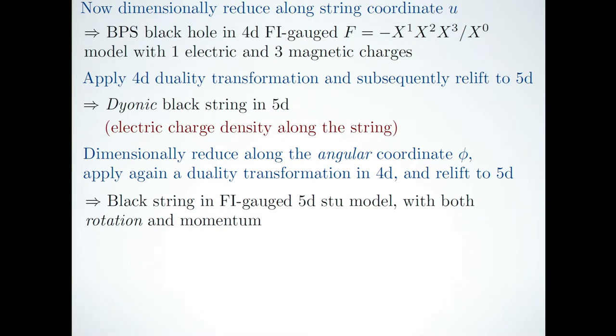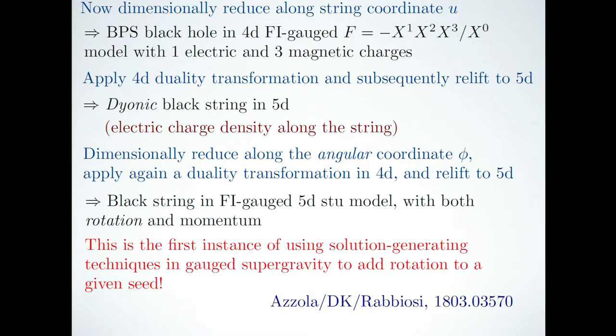So you see you can use this surviving symmetry group, this surviving duality invariance of gauged supergravity, to add rotation to a given seed. Well, this is, of course, a well-known procedure for ungauged theories, right? This is usually how you create solutions. But in the gauged case, I think this is the first instance of using solution-generating techniques in order to add rotation to a given seed.